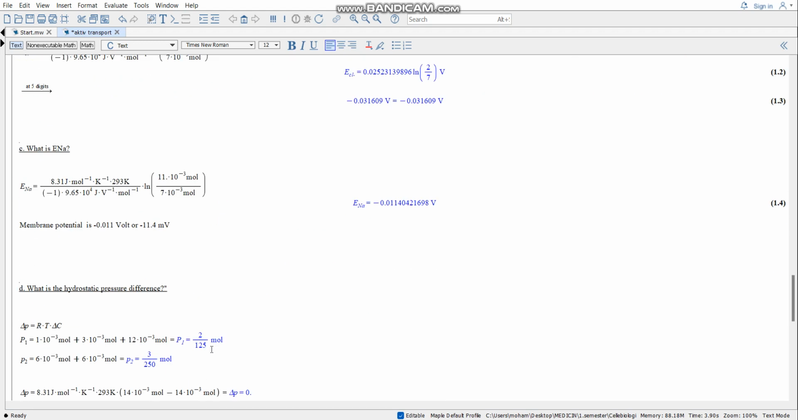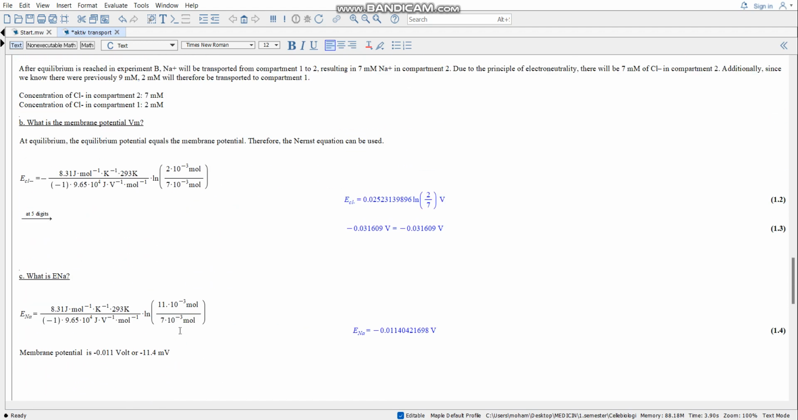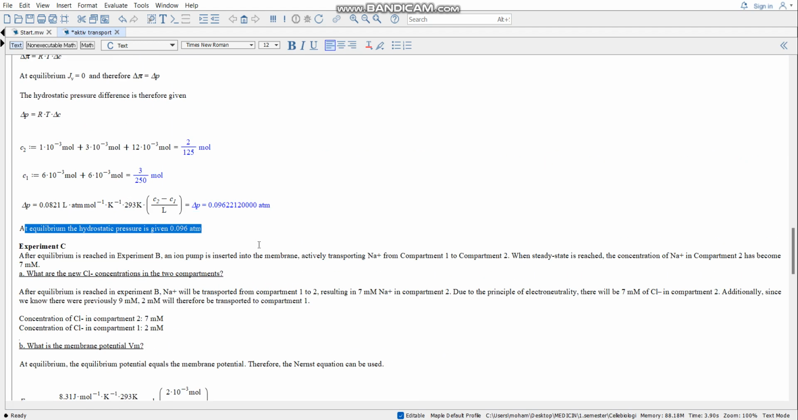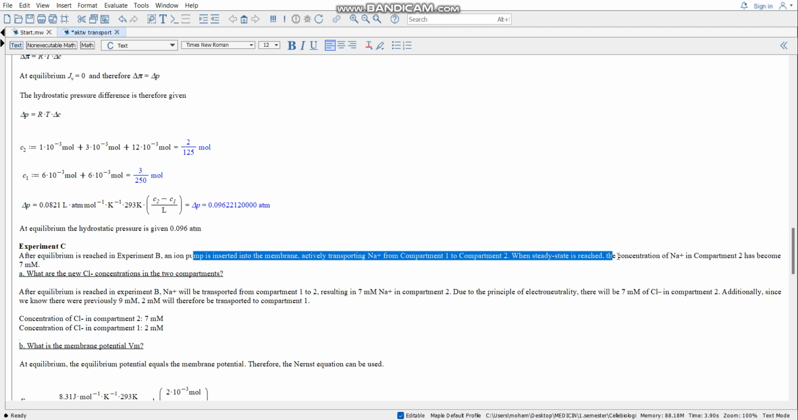Now let's see here quickly. So after equilibrium is reached in experiment B, an ion pump is inserted into the membrane, actively transporting sodium from compartment 1 to 2. When steady state is reached, the concentration of sodium in compartment 2 has become 7 millimoles. What are the new chloride concentrations in the two compartments?